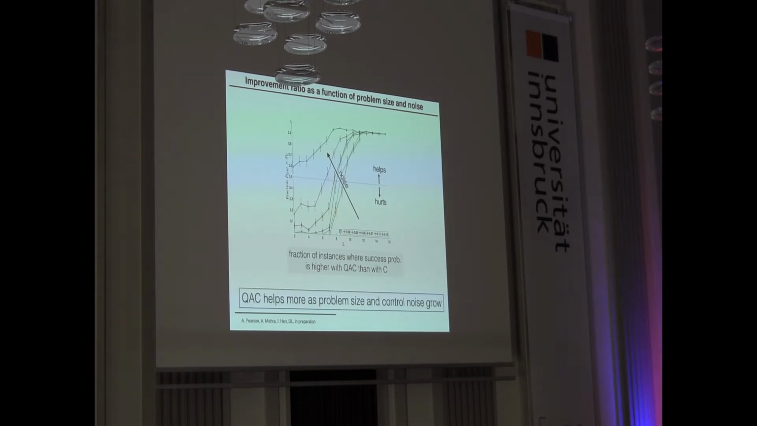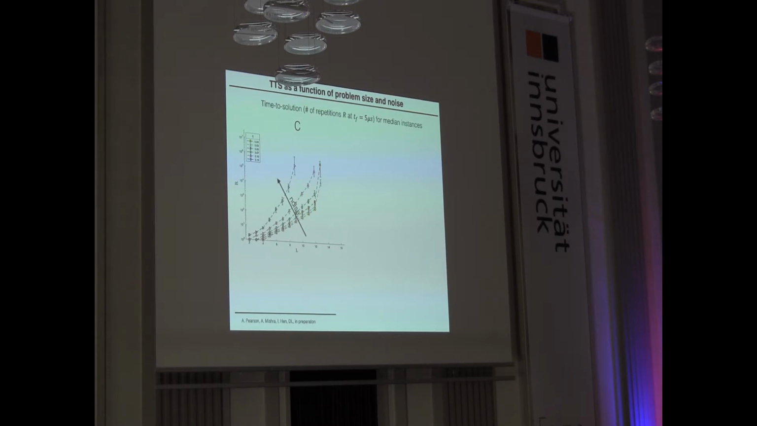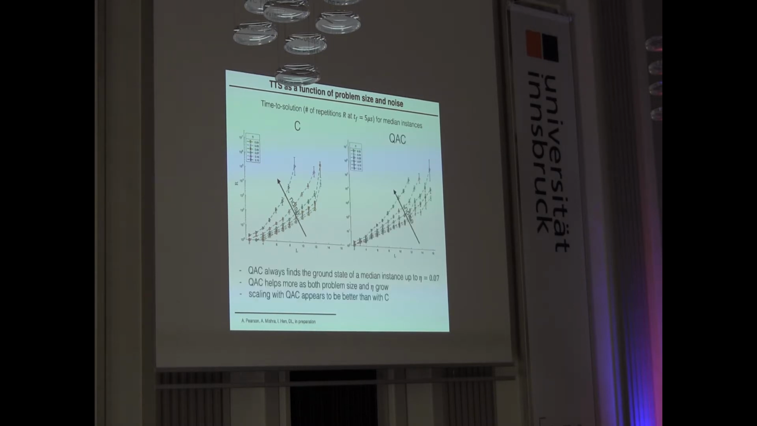What about time to solution, our favorite metric? Here, time to solution is just the number of repetitions to find the solution at least once, with some probability. In this case, we're looking at the median. And this is, again, the classical repetition scheme. You see that some of these curves terminate. None of them actually goes all the way up to 16 because the ground state is simply never found.